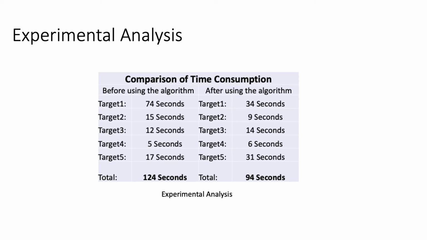The time comparison figure shows the average time to find a virtual object was reduced from 124 seconds to 94 seconds, around a 24% decrease. After using the new algorithm, we also found the 3D audio feedback is greatly improved due to the head tracking algorithm.